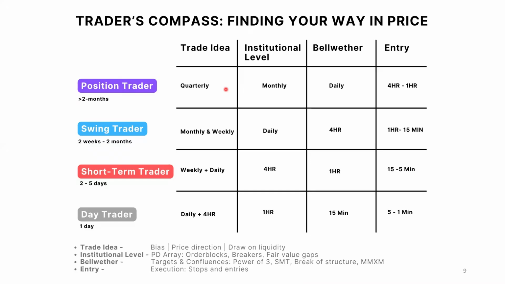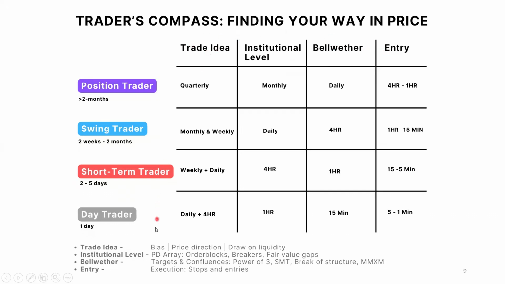So I've been able to break it down into a more precise roadmap. Each time frame for each style of trading. So we can see here we have position trader, we have swing trader, we have short-term trader, and then we have day trader. And then we have four segments for each time frame you should have with your style of trading. The first is the trade idea, second is institutional level, the third is bellwether, and then the last is entry. Now I'm going to be explaining these terms.